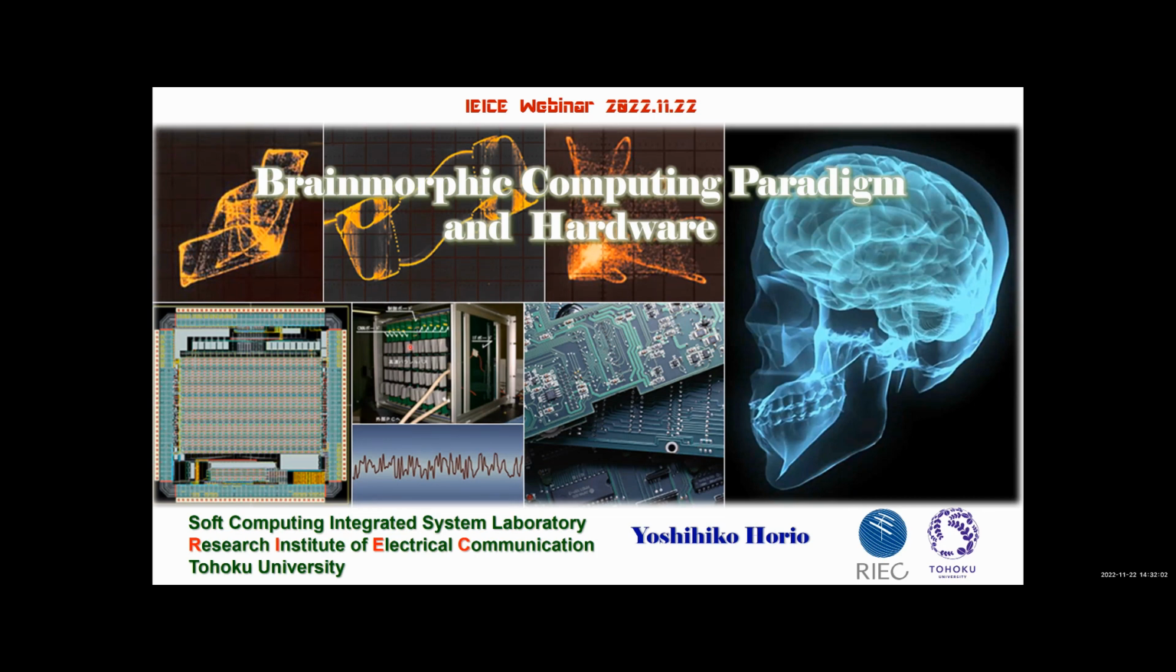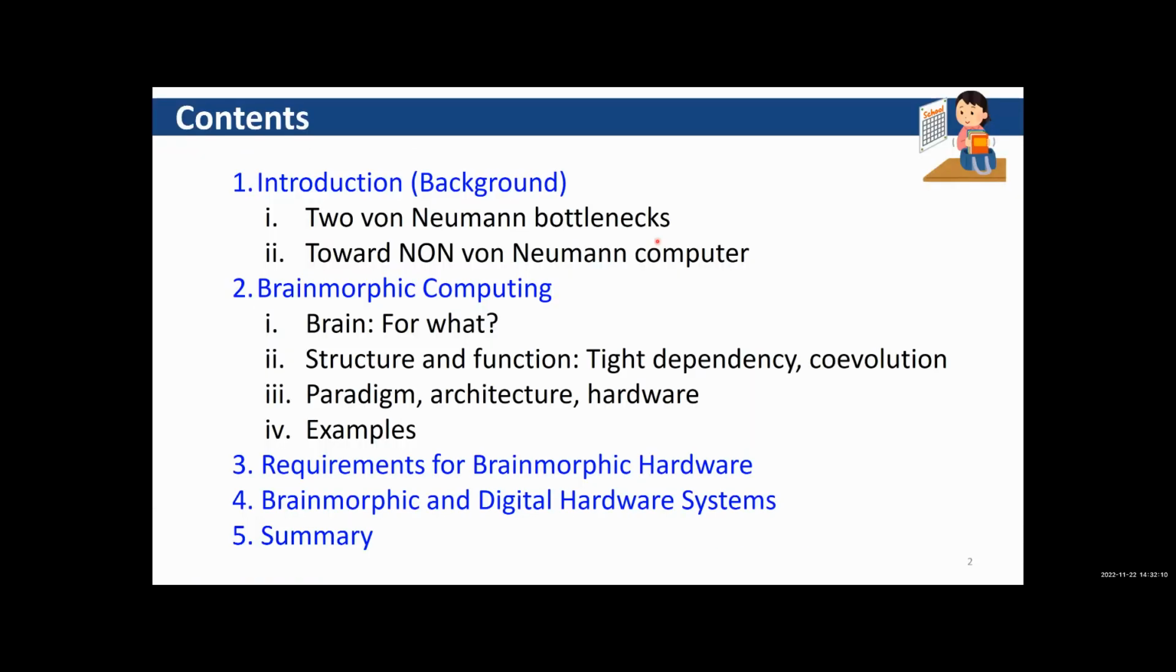The title of the talk is Brainmorphic computing paradigm and hardware. These are the contents of my talk today. Introduction: Brainmorphic computing, what is that? Then briefly I will touch on the requirements for Brainmorphic hardware. And then I will show you what is the difference between Brainmorphic and digital hardware systems.